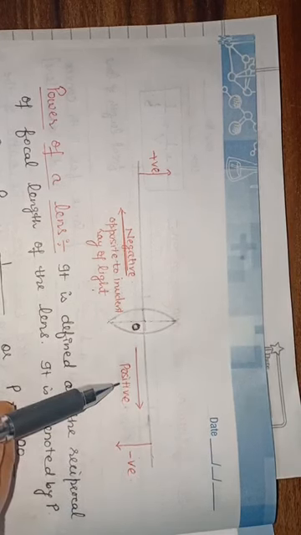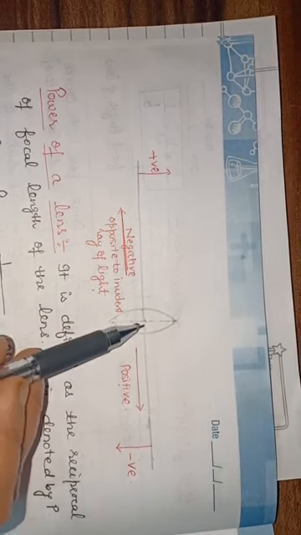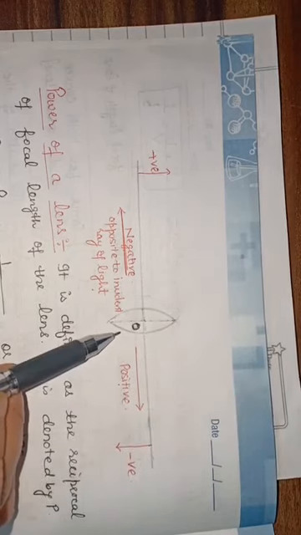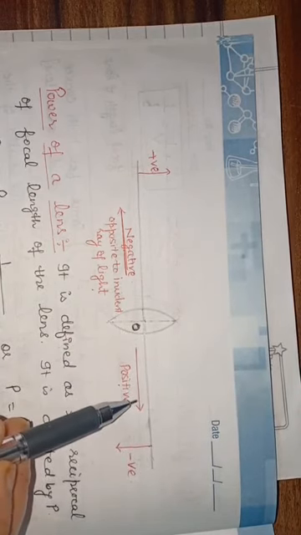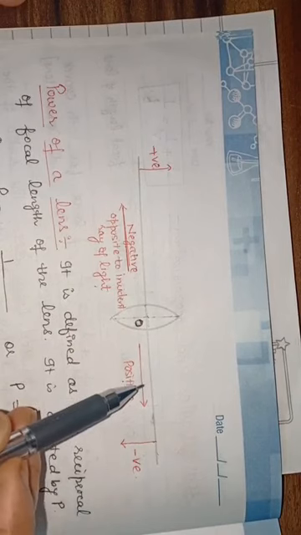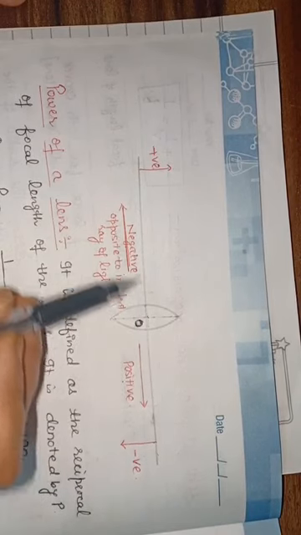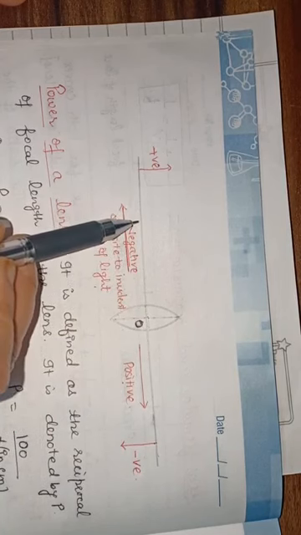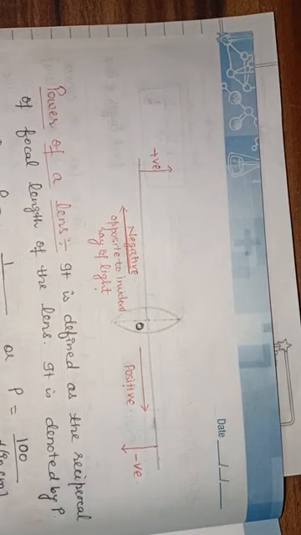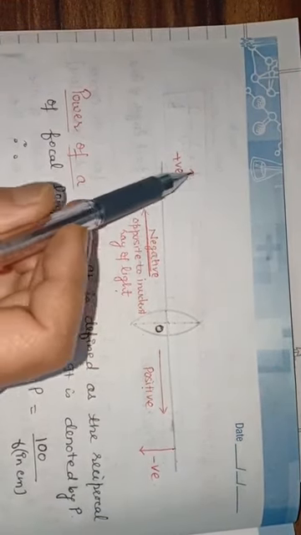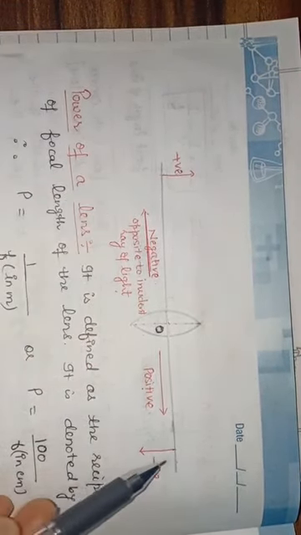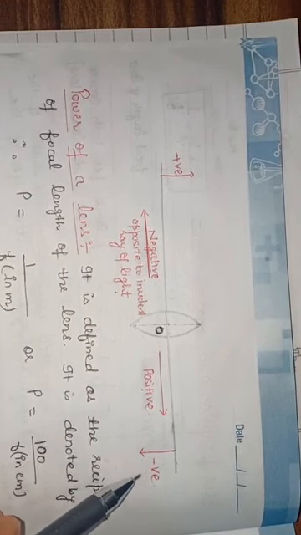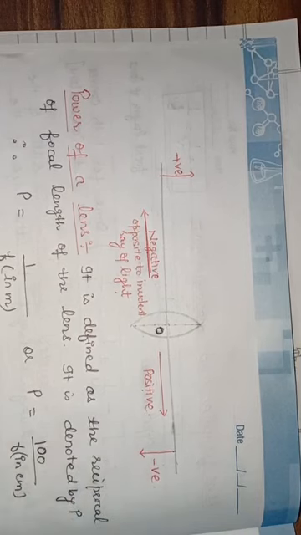Now here you will remember that all the real images are formed on the right side of the lens. So the real image's sign should be taken as positive, and all the virtual images are formed on the left side of the lens, so they are taken as negative. It is reverse as in the mirrors. Object height is positive. Image height, if it is below the principal axis then it is negative, and if it is above the principal axis then it is taken as positive.